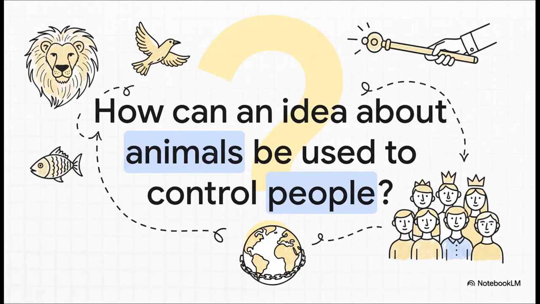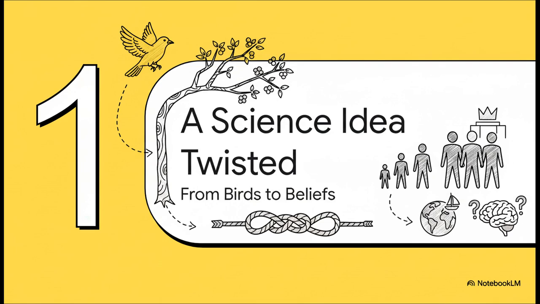How can an idea about animals possibly be used to control people? But the answer to this question literally shaped our modern world. Understanding this is the key to unlocking a massive part of global history. All right, first things first, we have to start with the original science. We're going to look at a really important theory about the natural world, and then see how it got twisted into something it was never, ever meant to be.